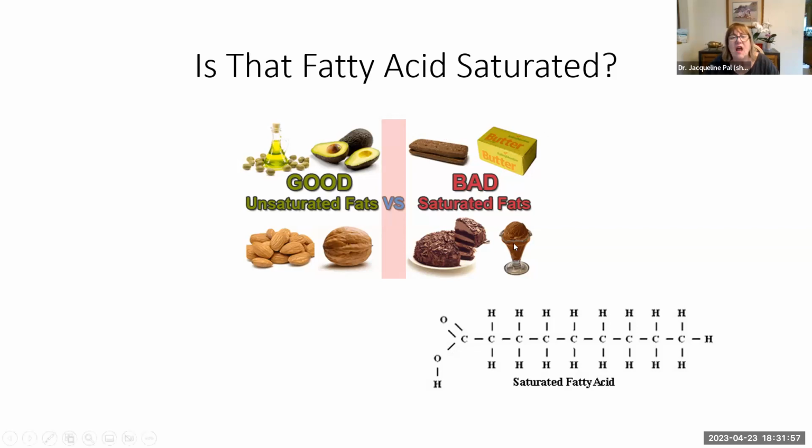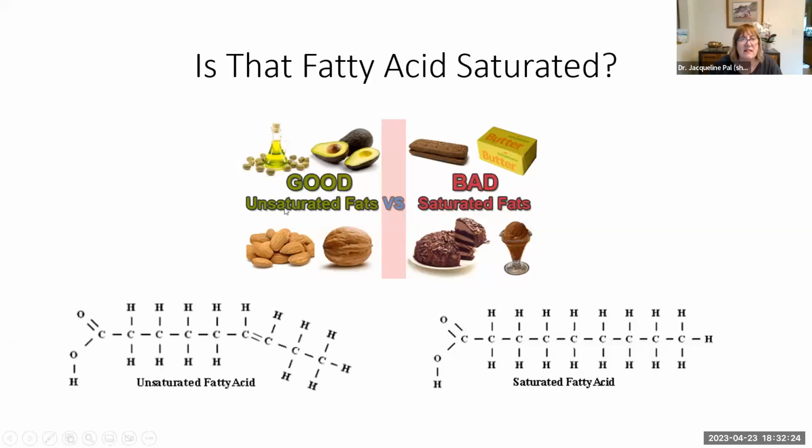All the stuff you love, all that chocolatey stuff and buttery stuff and all those pastries, they are saturated fatty acids. And what that means is when you look at this fatty acid chain, every carbon is fully saturated with hydrogen ions, the maximum number of hydrogen ions. And because of that, it makes it solid and it makes it rigid.